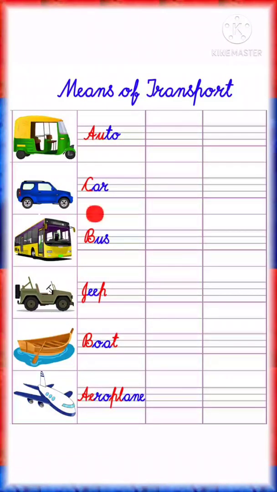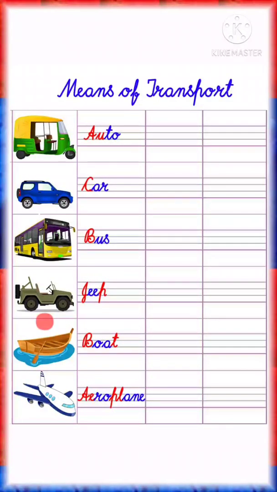Our third picture is bus. Bus is also land transport because it moves on road. So let's learn spelling of bus. B says B. U-S, us. B-us, bus.